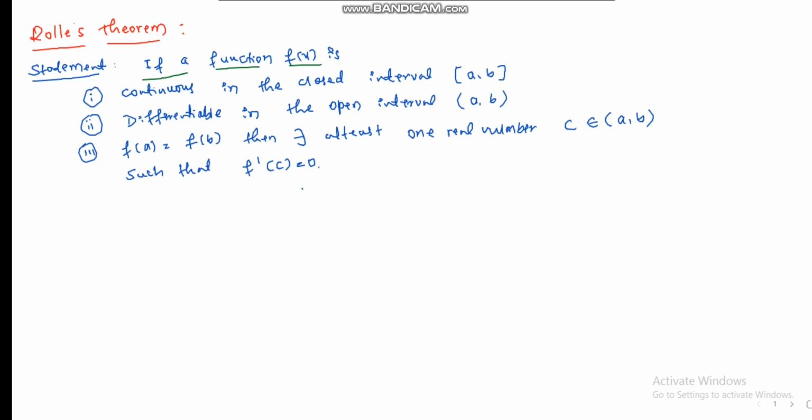Rolle's theorem. The statement of Rolle's theorem is: if a function f(x) is continuous in the closed interval [a, b], and it is differentiable in the open interval (a, b), and f(a) is equal to f(b), then there exists at least one real number c belonging to (a, b) such that f'(c) = 0. It means f'(c) is equal to 0 here.